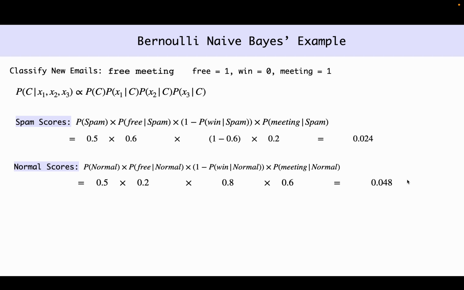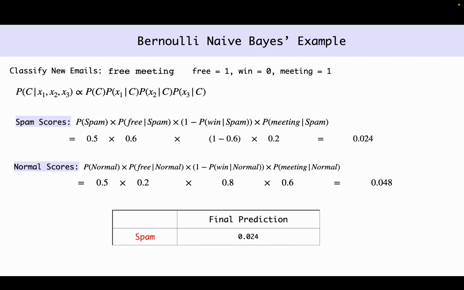Out of both, we can clearly see that the normal score is higher. So we categorize the input test email as the normal category. This is how we use Bernoulli naive Bayes for classifying a given email into spam or normal category. These are the examples of naive Bayes in all the 3 categories. Thank you.